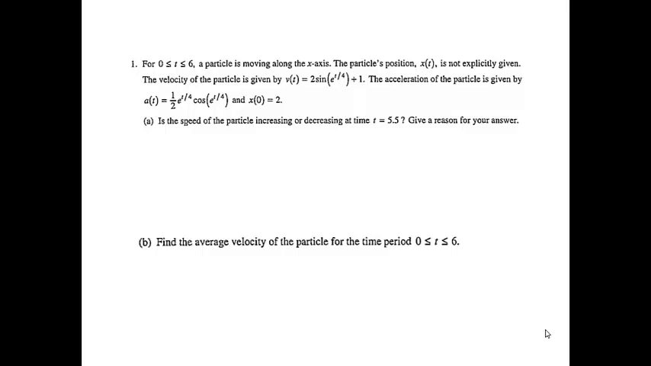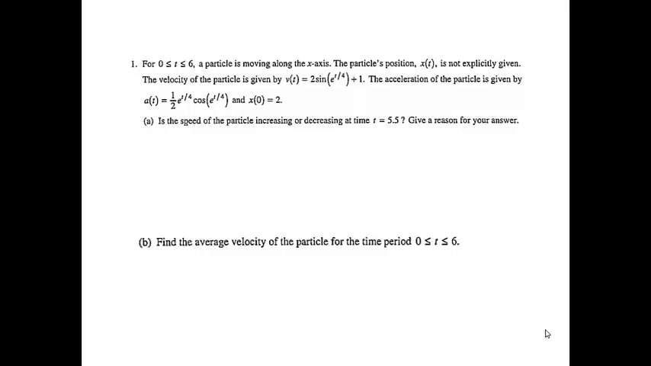Problem 1. For 0 ≤ t ≤ 6, a particle is moving along the x-axis. The particle's position, x of t, is not explicitly given. The velocity of the particle is given by v of t equals 2 sin(e^(t/4)) + 1. The acceleration of the particle is given by a of t equals 1/2 e^(t/4) cos(e^(t/4)), and x of 0 equals 2.